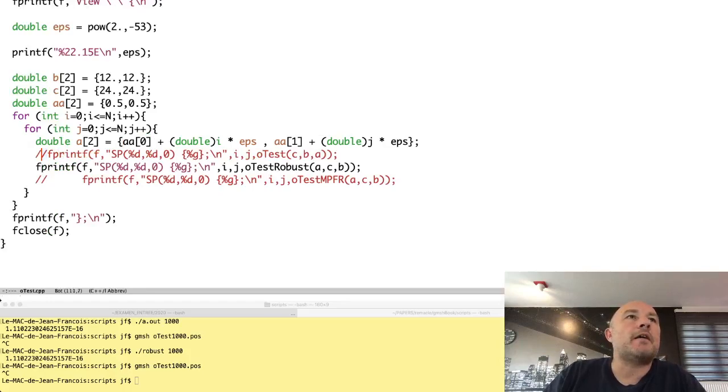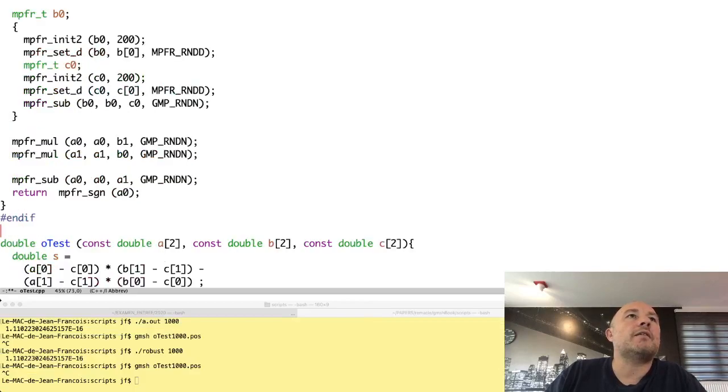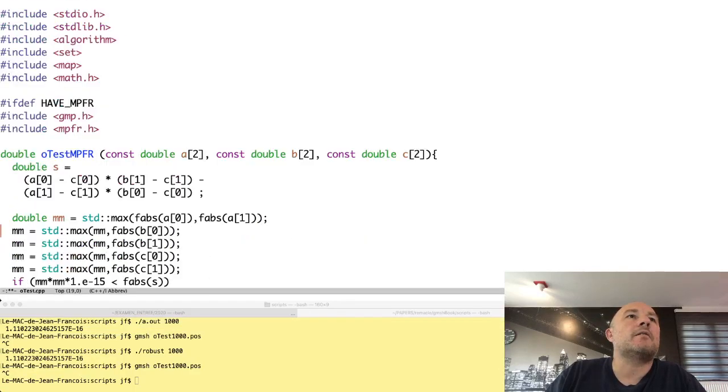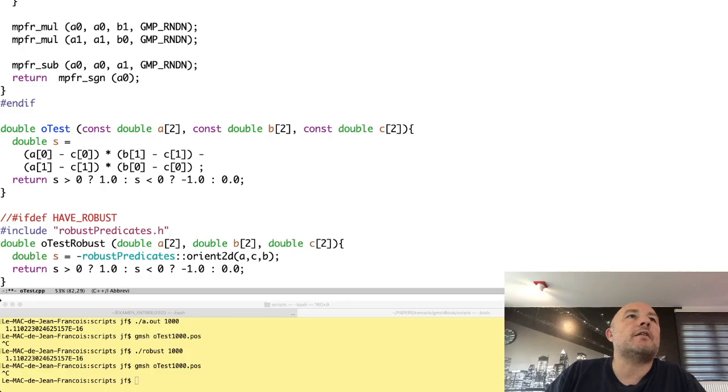So here I will show you what my orientation test is. It's there. So the orientation test computes this determinant, and this is the thing I showed you. It's the simple test that computes the z component of the vector product, and if it's positive, then I say okay, it's positive. If it's negative, I say it's negative. Simply. So I compile it.